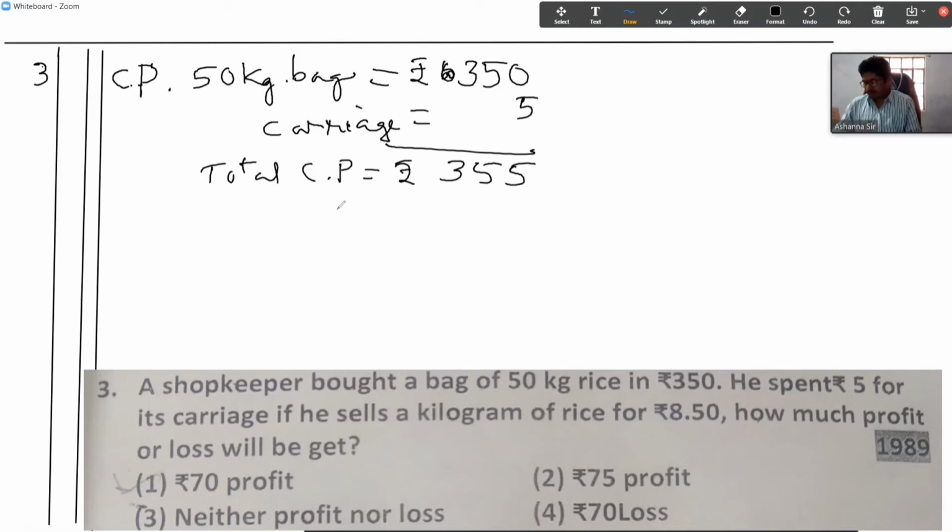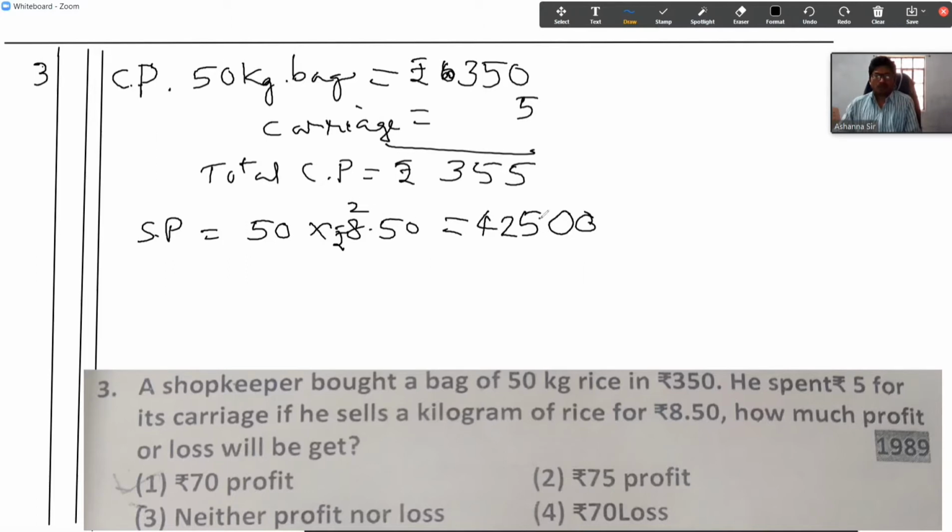He is selling these rice at the rate of 8 rupees 50 paise. So selling price of 50 kg rice, 50 into 8 rupees 50 paise. 2 zeros. 5 5s are 25. 5 8s are 40, 42. 425 rupees selling price. How much profit or loss will he get?